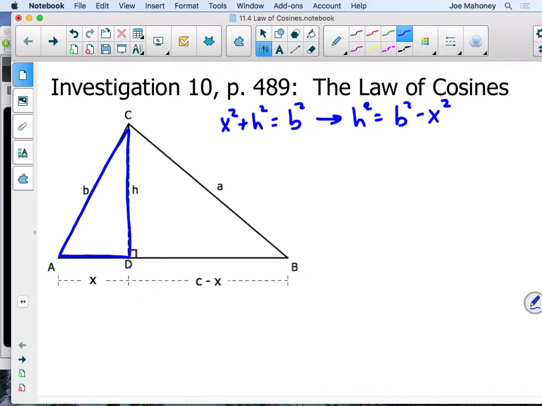Well, I'm also going to take the cosine of angle A. Cosine's adjacent over hypotenuse, so it's x over b. And if I solve this for x, I get b times cosine A.